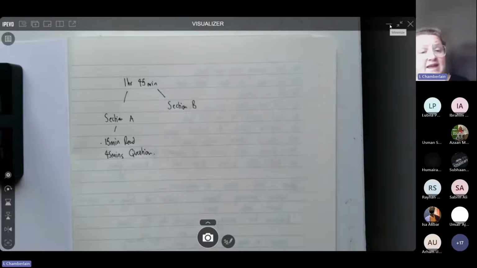So my intention tonight is to be finished by about 8:30, so that you've got time to do any last minute revision that you feel you want to brush up on after this session, but also to give you time to eat your dinner and have a good night's sleep. Remember, a good night's sleep and a proper meal is going to help you feel really prepared for this exam.